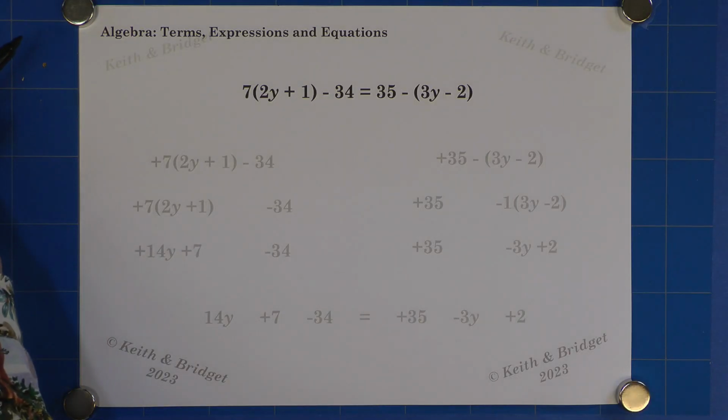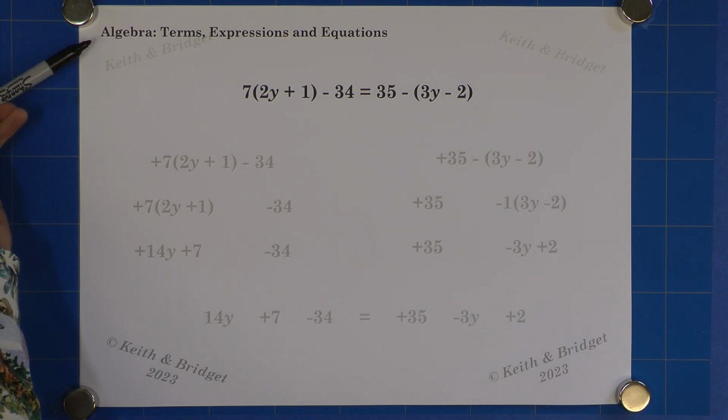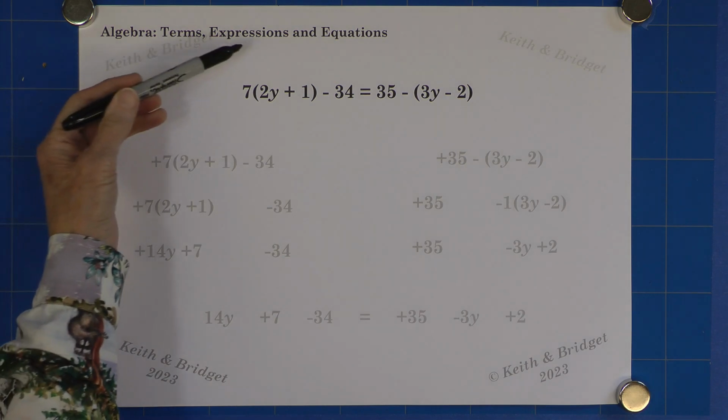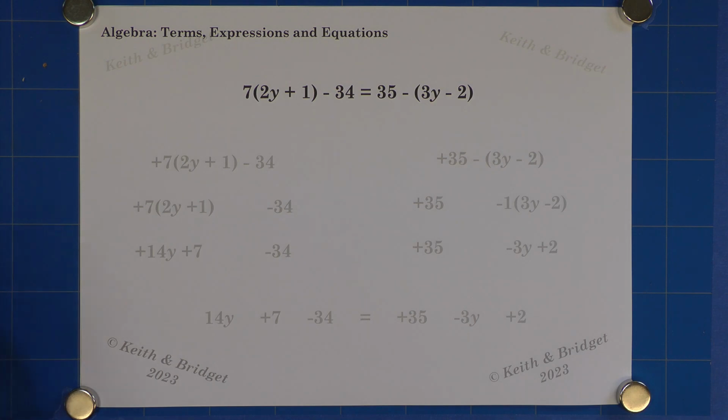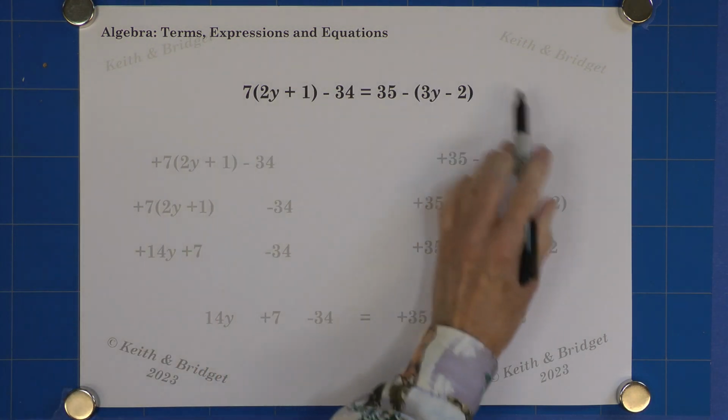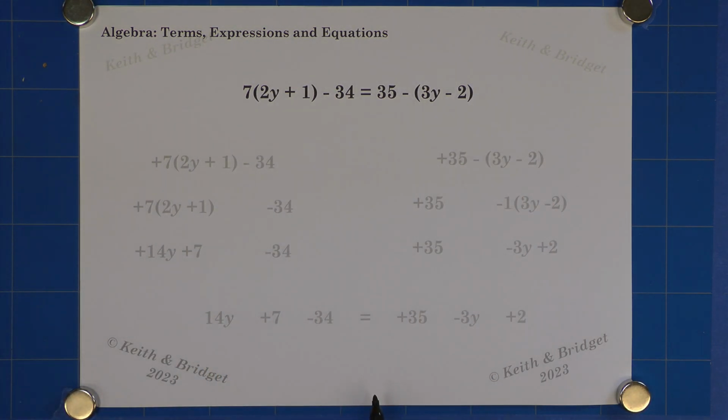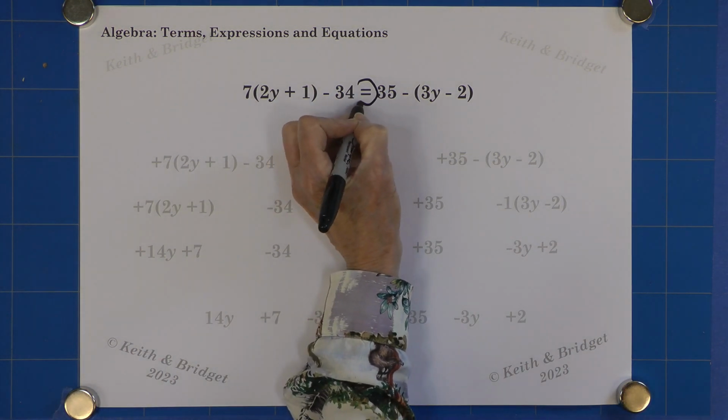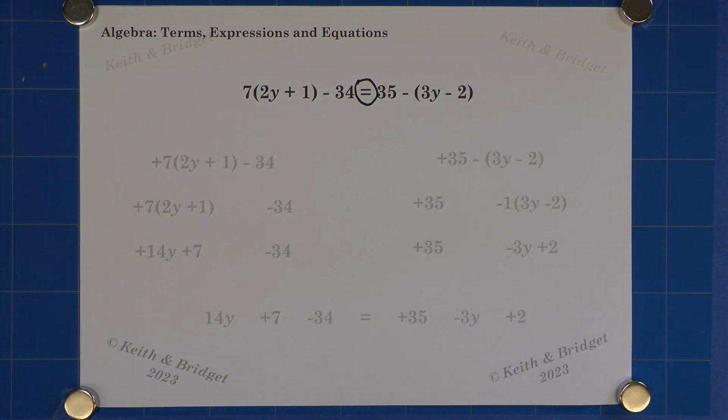Right, the subject of this video is a bit of algebra, and we're going to try and clarify some various expressions of terms, expressions and equations. Okay. So we've got this entity here. This is an equation. That bit, the equal sign, signifies it's an equation.